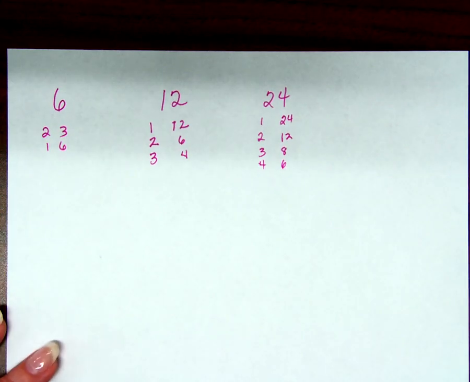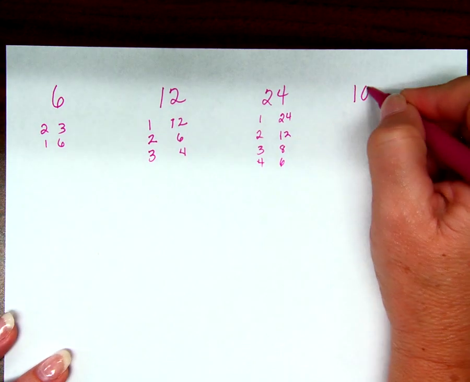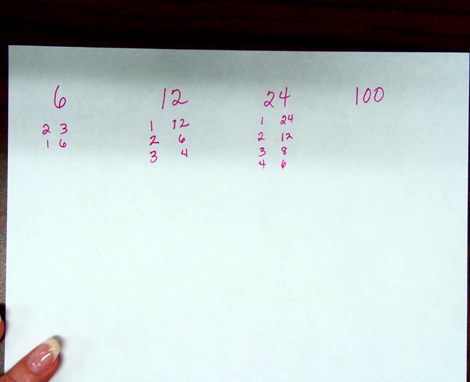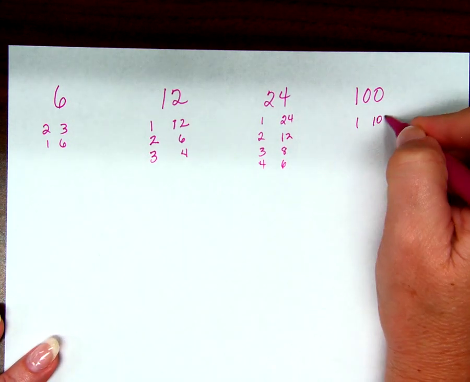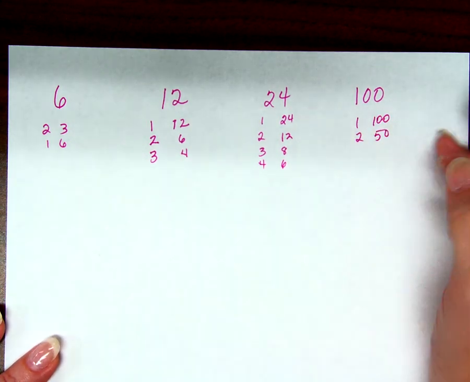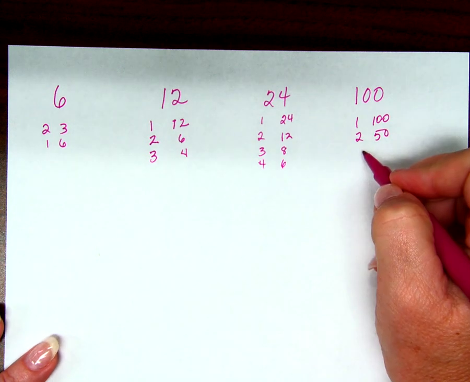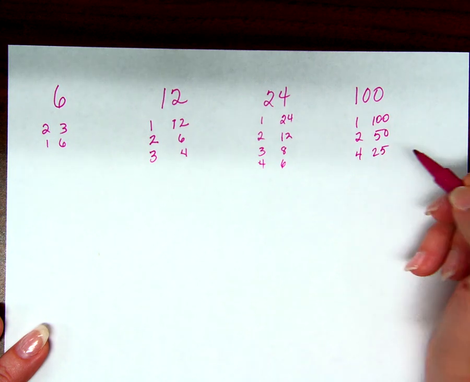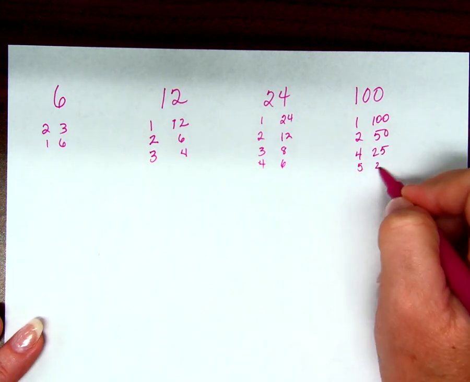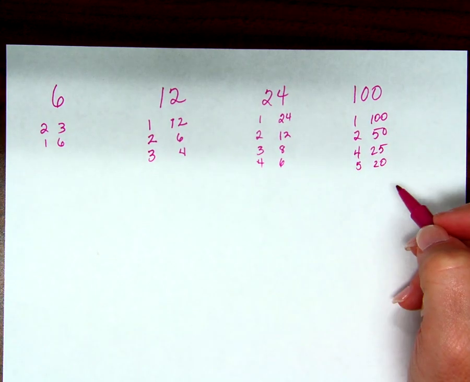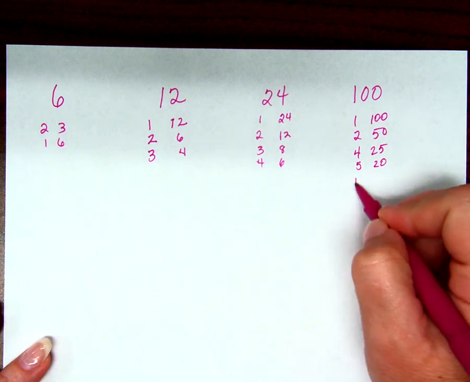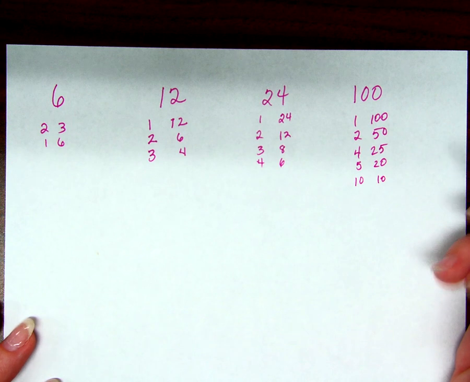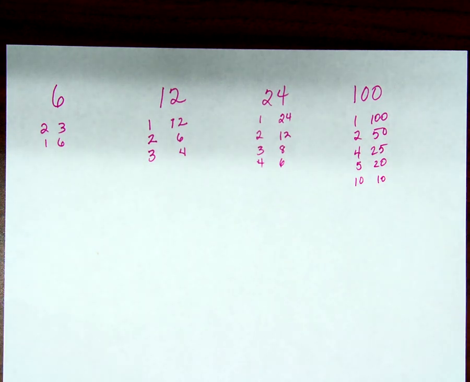Okay. What about 100? Ooh, that's a big number. That one must be hard. Okay, 1 and 100. 2 and 50. 3 doesn't work, does it? 4 and 25. 5 and 20. 10 and 10. That's it, right? None of that was hard, was it?